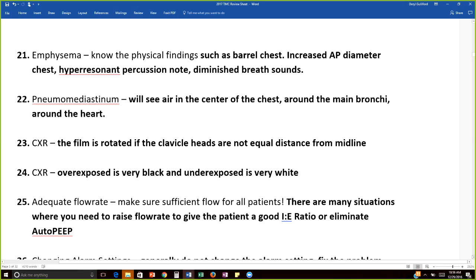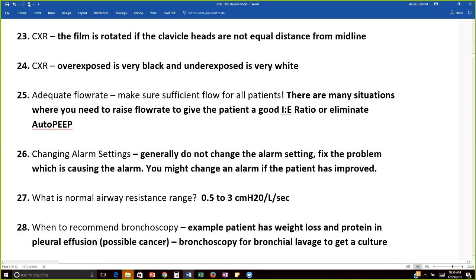And let's talk about chest x-rays. I've got a very good handout for you on chest x-rays, but here at chest x-ray, if the film is rotated, then the heads of the clavicles are not an equal distance from the midline. If the clavicle heads appear to be not the same distance from midline, that is a rotated film. We often see that on a portable chest x-ray, for example. And if the chest x-ray is overexposed, very black, or underexposed, very white, that also needs to be recognized.